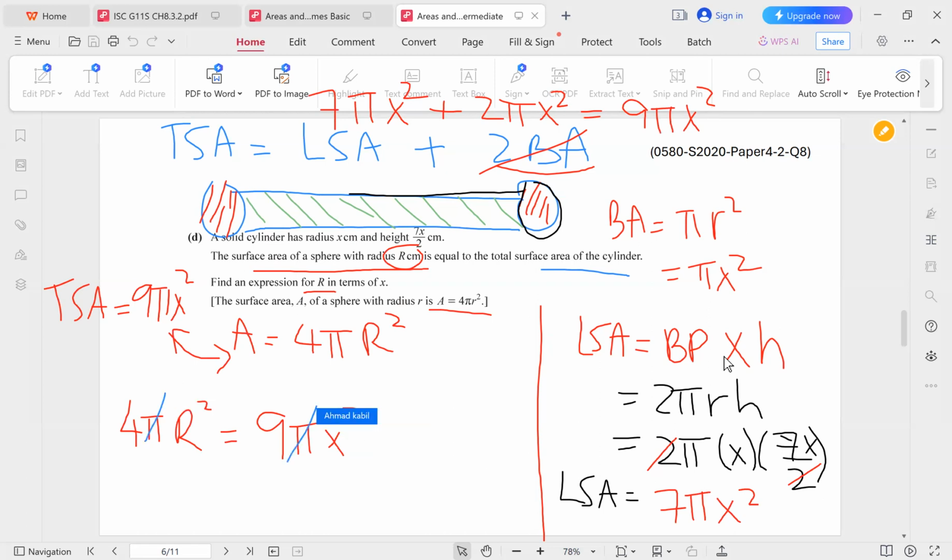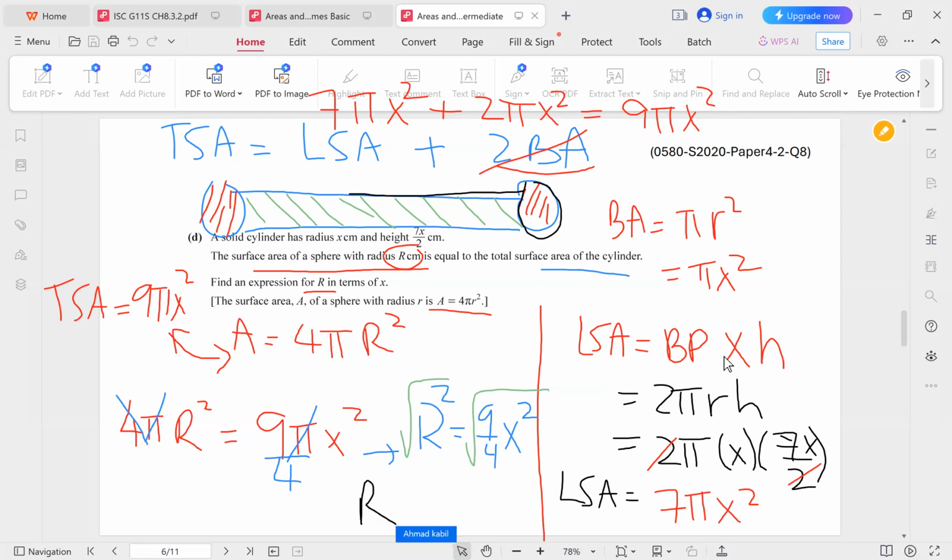And we want r in terms of x, excuse me. So let's isolate the r. Let's divide by 4 and remove the 4 from the left. So we get r capital squared equals 9 over 4 x squared. Let's take the square root on both sides. So the square root of r squared would be r. And then the square root here can be divided onto each term. So you can have root 9, root 4 and root x squared. And you can just get rid of the overarching square root.